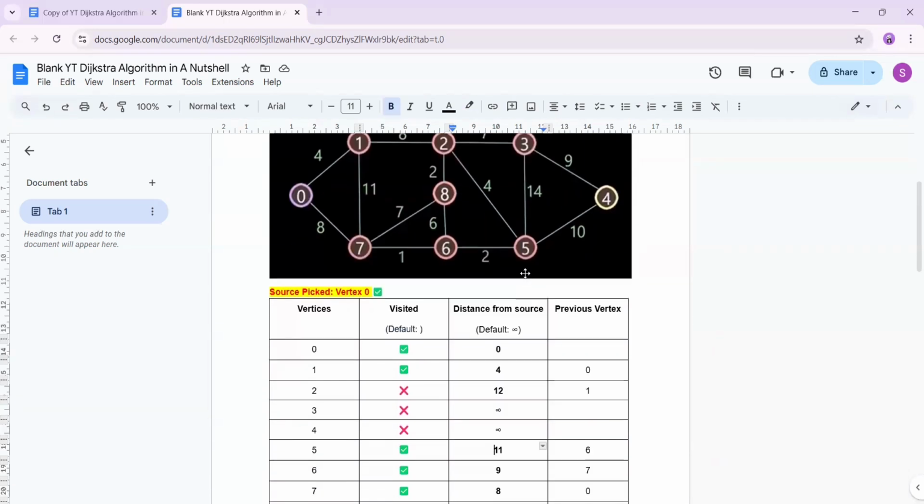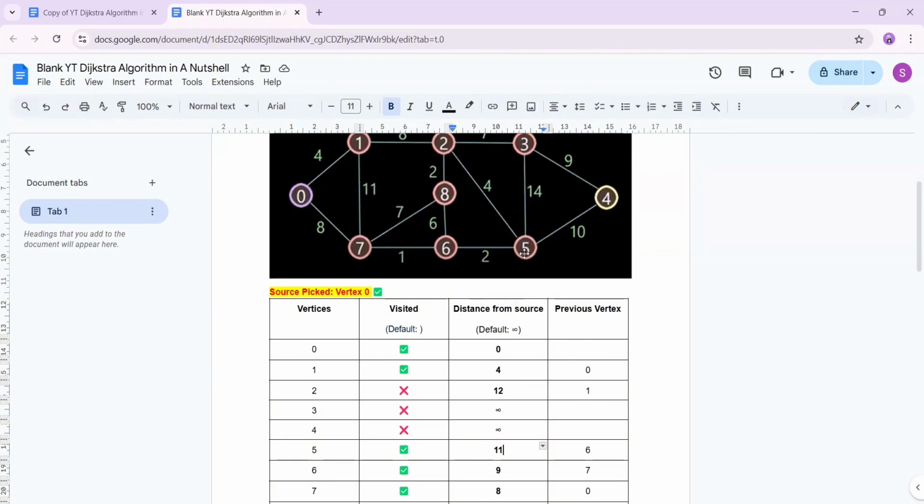Okay, now, if I go to vertex 2, meaning that 11, my previous one, 11 plus 4, it will be 15, right? 15 is greater than the original distance from source 1. So I do not update it. I don't want it because it's greater than that. So I just don't do anything.